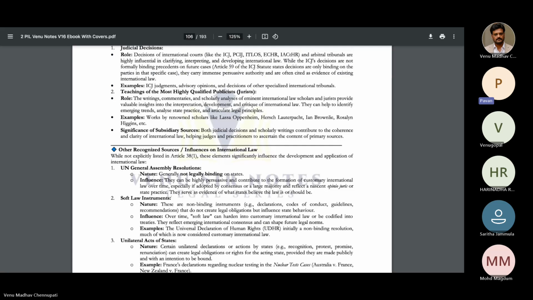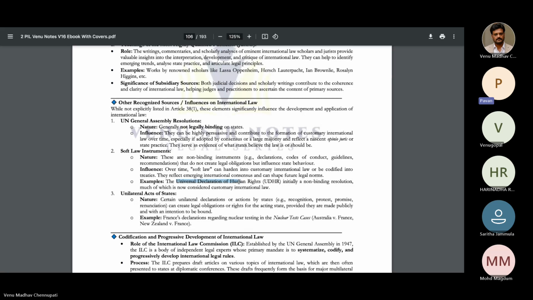Examples: the Universal Declaration of Human Rights, initially a non-binding resolution, much of which is now considered customary international law. Unilateral acts of states: certain unilateral declarations or actions by states, such as recognition, protest, promise, or renunciation, can create legal obligations or rights for the acting state, provided they are made publicly and with an intention to be bound. Example: France's declaration regarding nuclear testing in the Nuclear Tests cases, Australia v. France, New Zealand v. France.